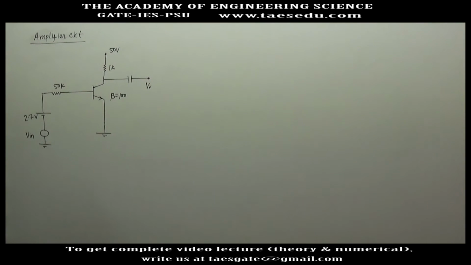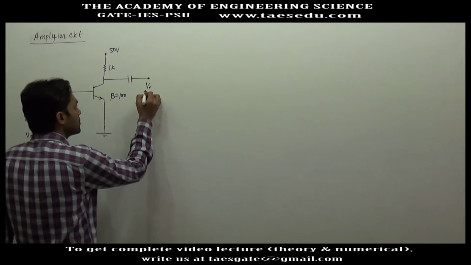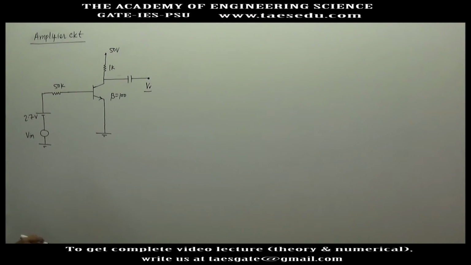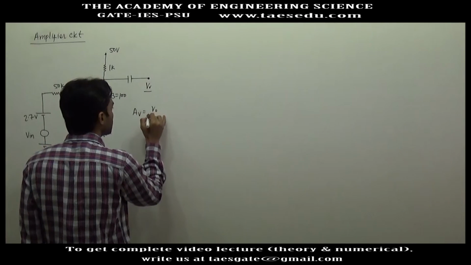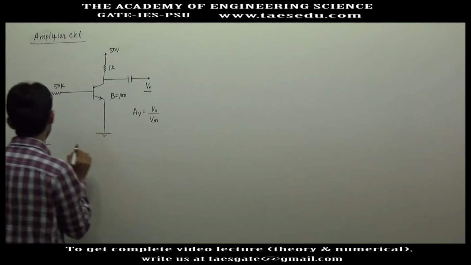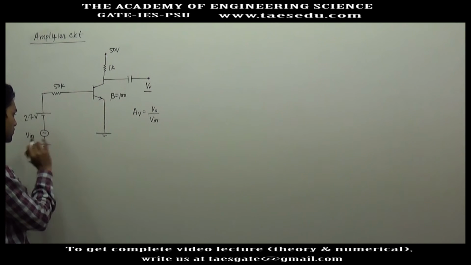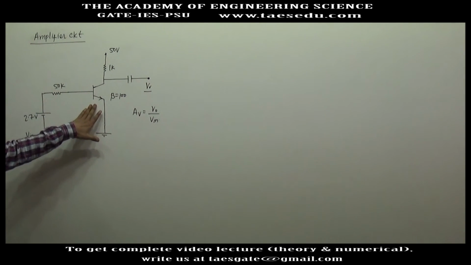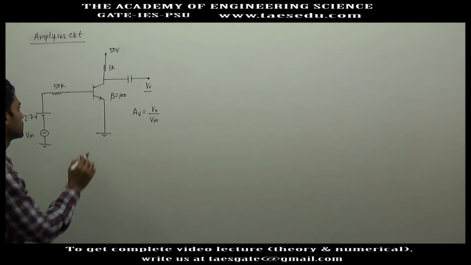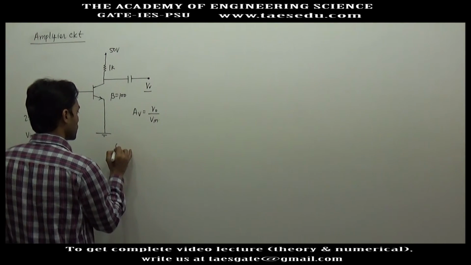Okay, let's say in this question we have to find out the value of V naught, or the voltage gain V naught divided by V input. Here we have a small signal, high frequency AC signal, and the magnitude of this AC signal is much less than the bias voltage, so the transistor will always be in the active region. So if it is always in the active region, what will be the value of IB?